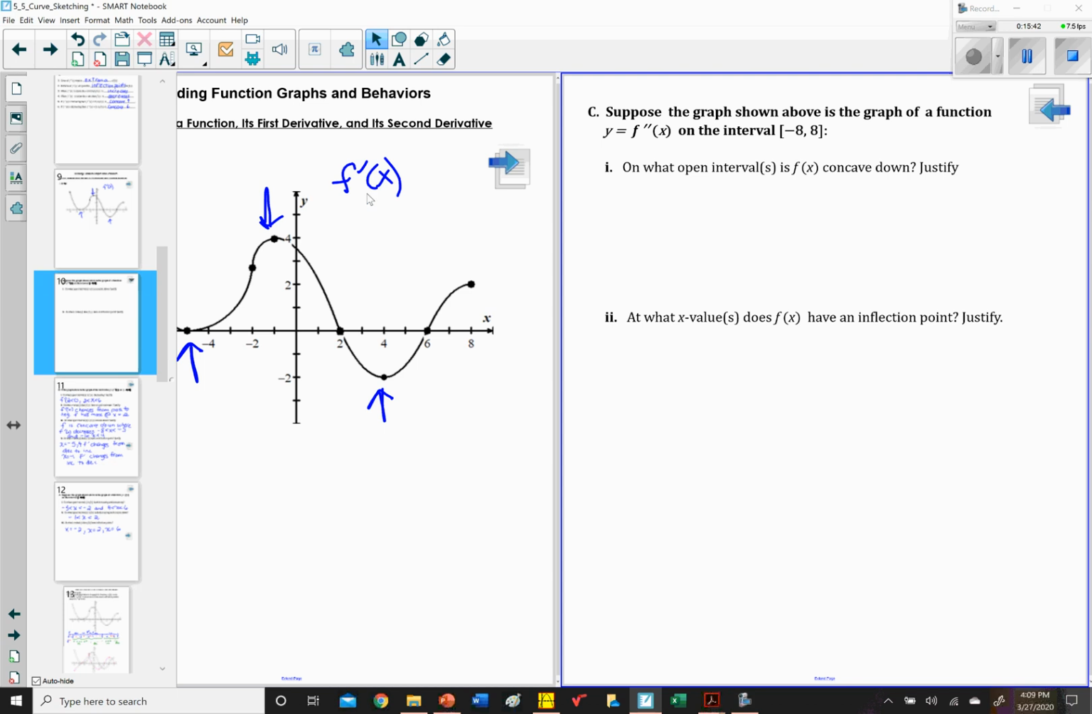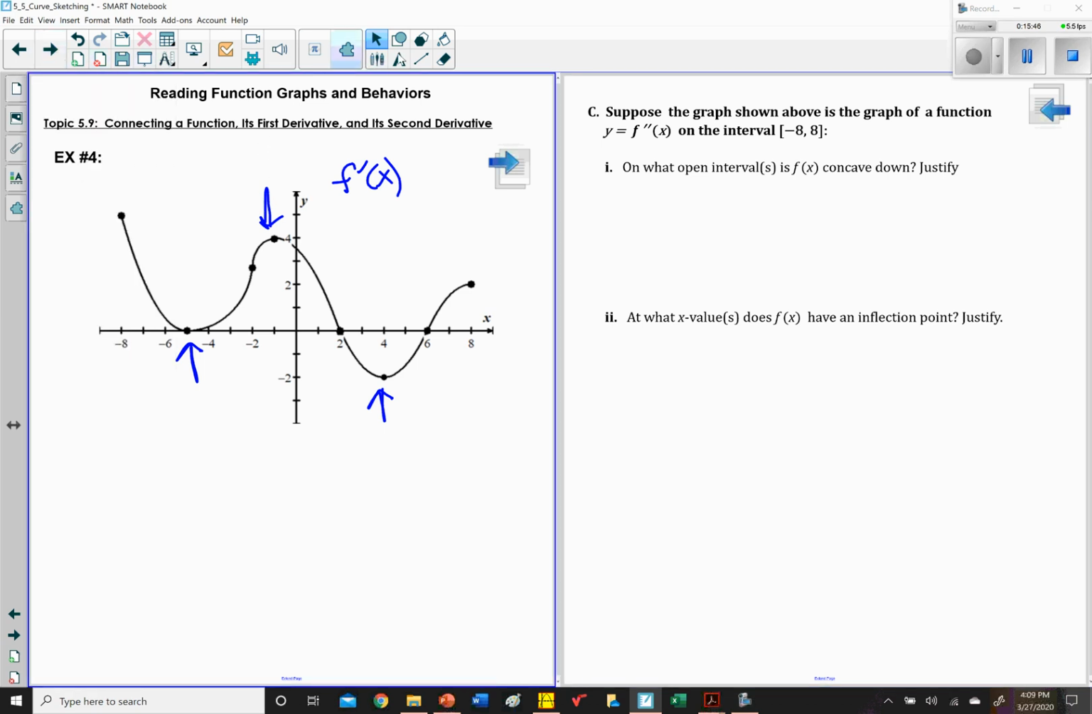Then into part C, we have to switch our thinking again. So let's erase this. Now suppose that the same graph is really the second derivative graph. And on what open intervals is f concave down? So we have to change our language. We're not talking increasing and decreasing now. We're talking positive and negative.